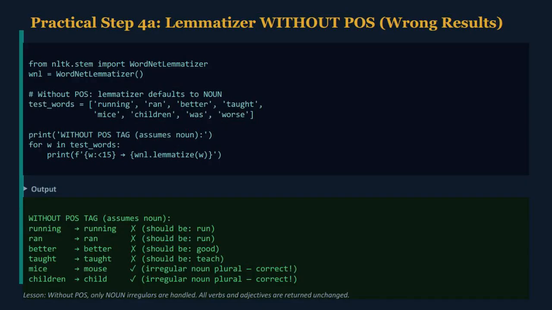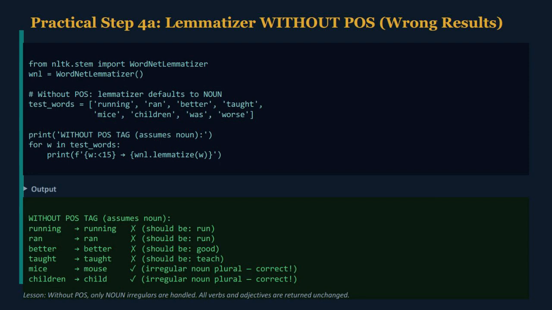Let's apply the lemmatization using NLTK's WordNet lemmatizer, which uses the WordNet lexical database to find correct lemmas or base forms. From nltk.stem import WordNetLemmatizer. The command is given here. How do you import it? Now there is no parts of speech tagging, but the lemmatizer assumes nouns by default. The words are running, rain, better, tart, mice, children. Now print the word and the whole command. Give this whole command.